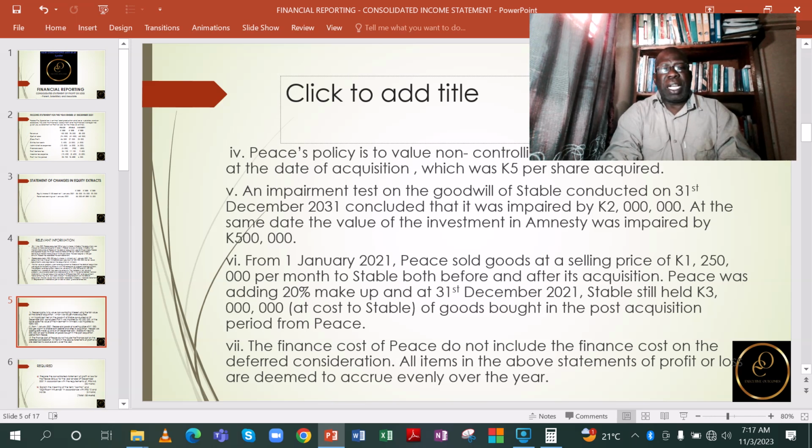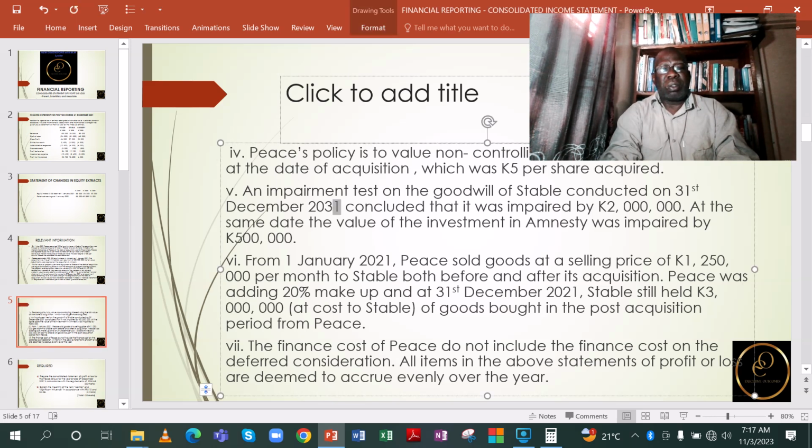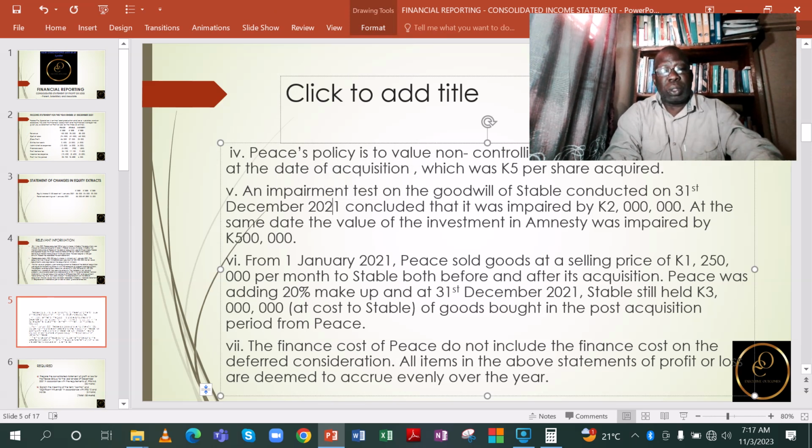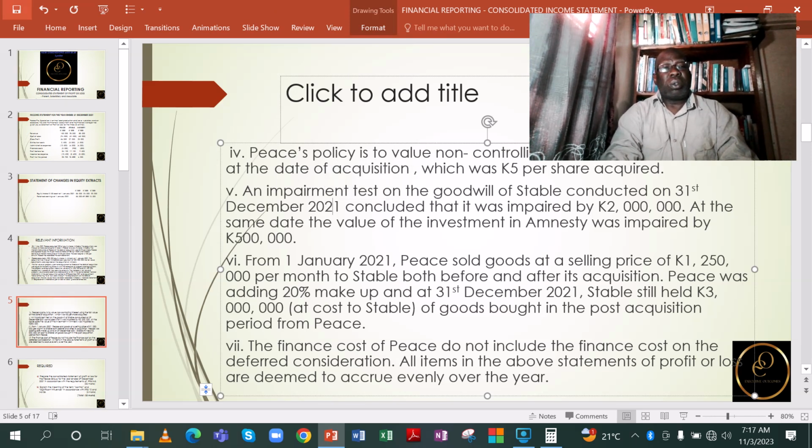An impairment test on goodwill of Stable was conducted on 1st December 2021. The impairment was 2 million. At the same date, the value of investment in Amnesty was impaired by 500,000.